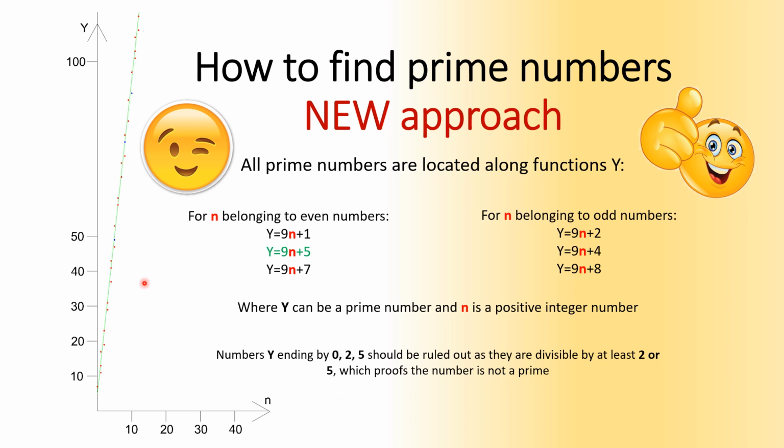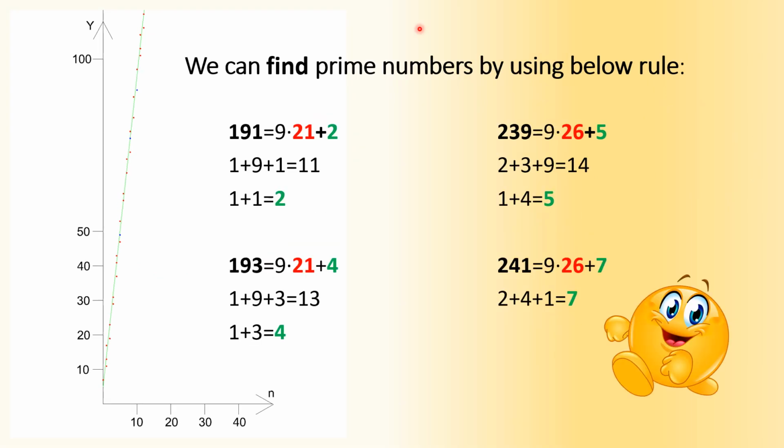Here I put a line in green, which is y equals 9n plus 5, just to show you that all prime numbers that I placed lie along these functions only. I'll show you now examples using these formulas.